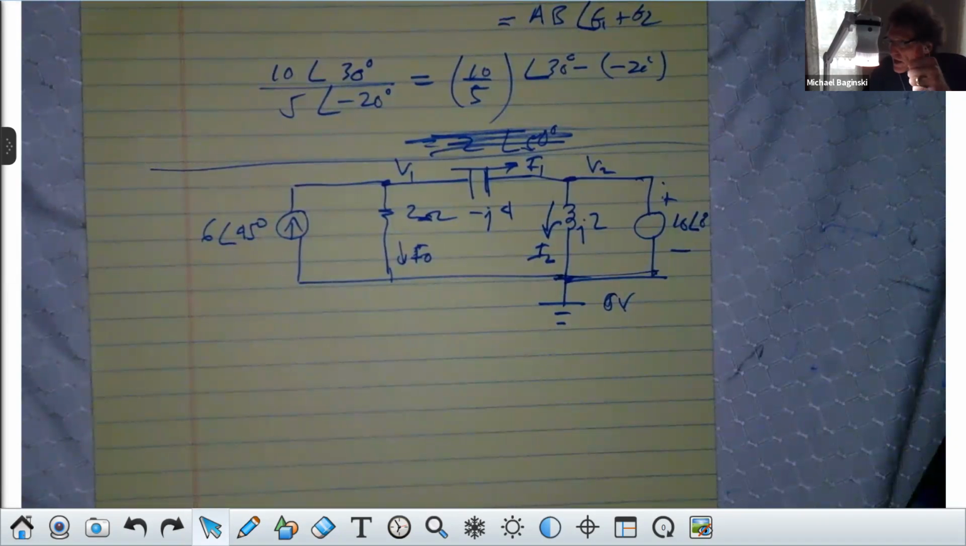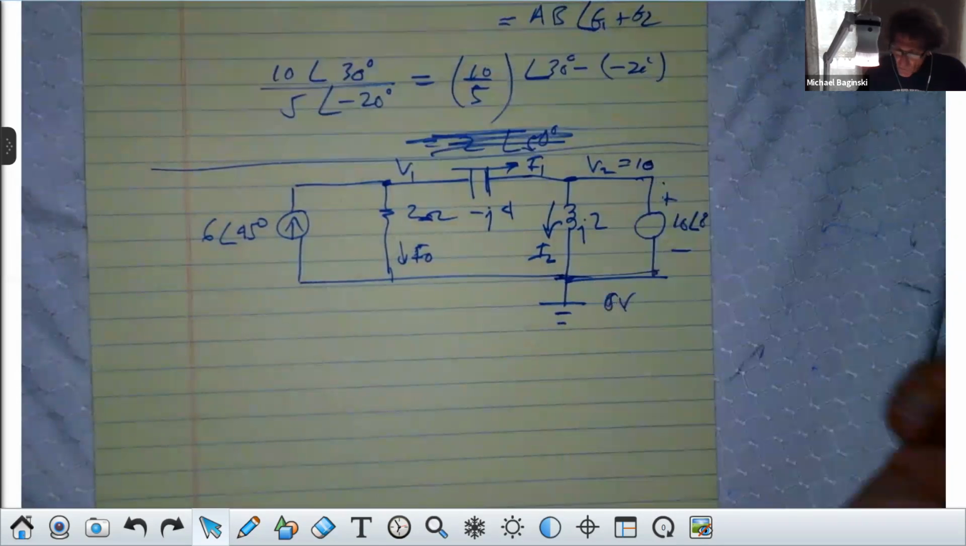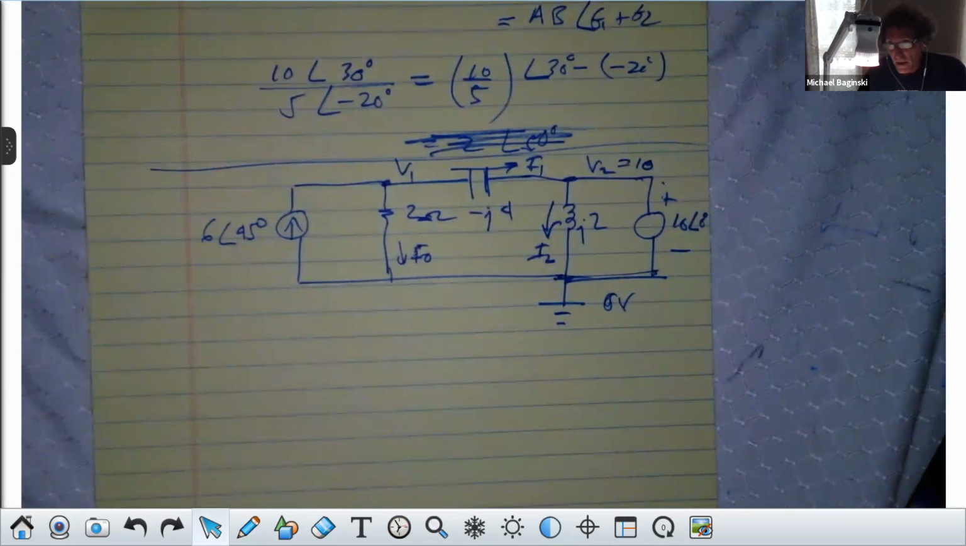Whoever asked this question, I hope this is clear to you what I'm doing here. You all with me on this? I don't know who asked it, but does that make sense to everybody? I'm seeing plenty of thumbs. Okay, good. So this is 10 volts. Now that means we have only one unknown, V1, correct? You agree with that? Yes.